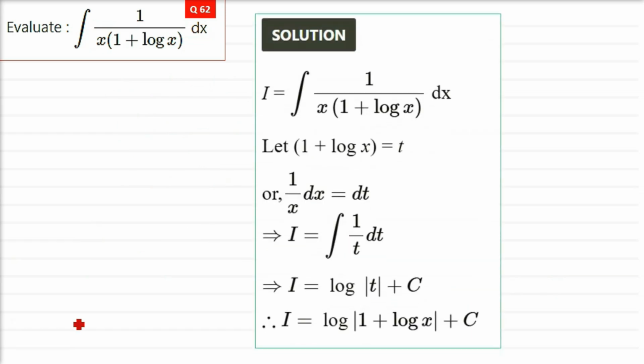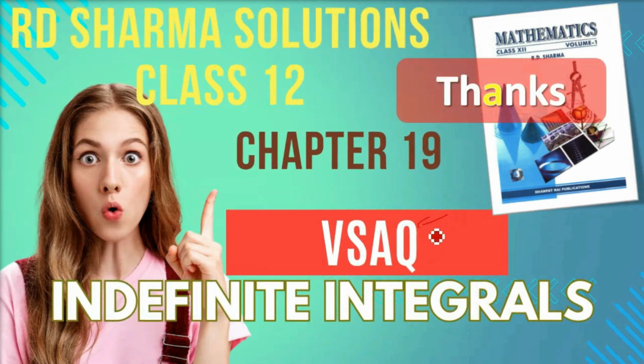Okay, this is how you're going to go about it. I think we are quite clear about these kinds of questions now. So this is all about this exercise.